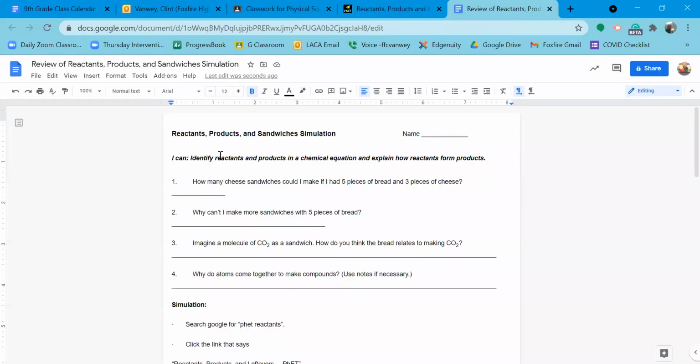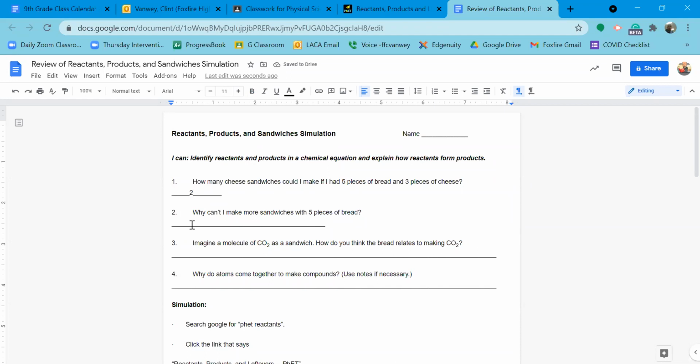Okay, so it says I can identify the reactants and products in a chemical equation and explain how reactants form products. Up front it says, how many cheese sandwiches could I make if I had 5 pieces of bread and 3 pieces of cheese? This is before starting the app, so this is just your answer, a guess. We're going to make a prediction. There's a little bit of scientific method here. I would say that with 3 pieces of cheese, I could probably make 3 sandwiches, but I would need 6 pieces of bread to do that. So let's say 3 sandwiches.